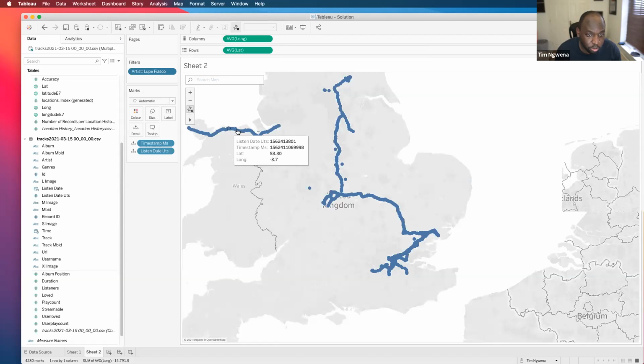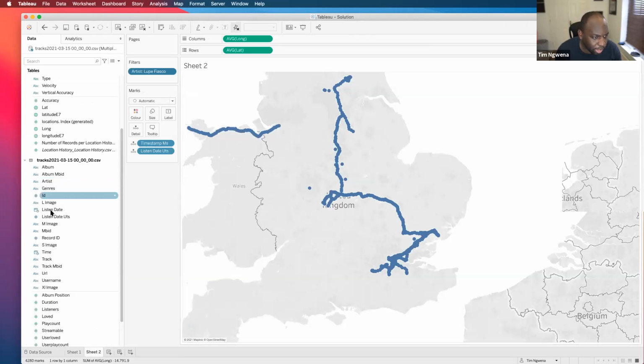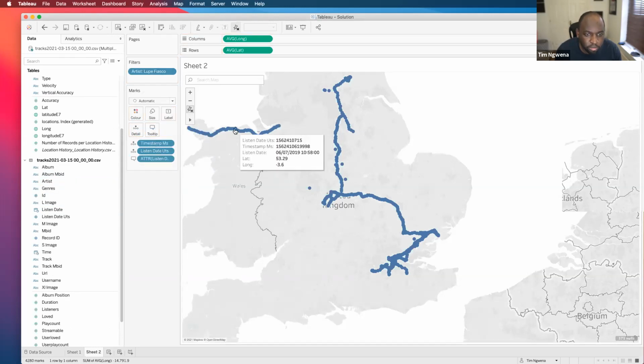And so if I want to know, what date did I listen to this? When was this journey? I can just grab the listen date and put it on the tooltip, and then we can hover back on this, and there we go, the 6th of July 2019. And I can generally round it up to roughly when. So it's roughly in that hour at some point I was listening to Lupe Fiasco. This timestamp here is accurate because it's related to that song.